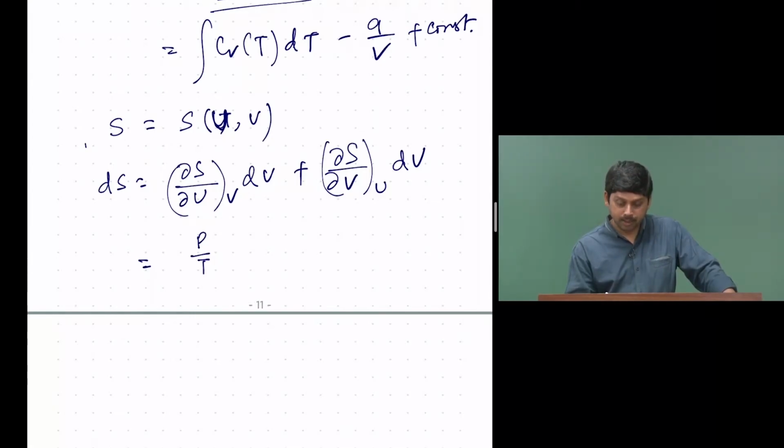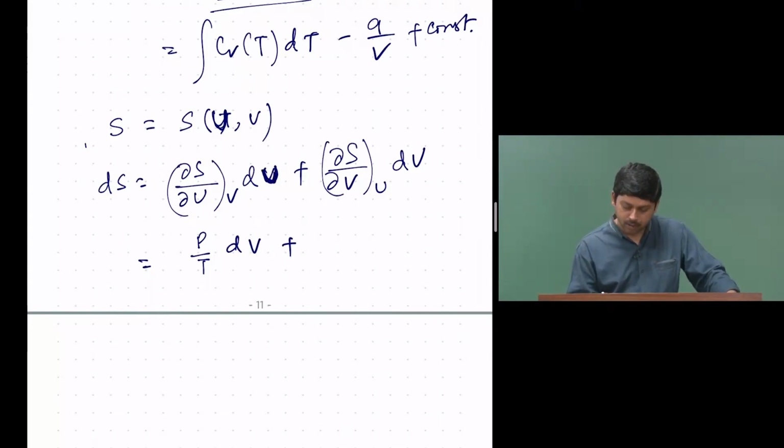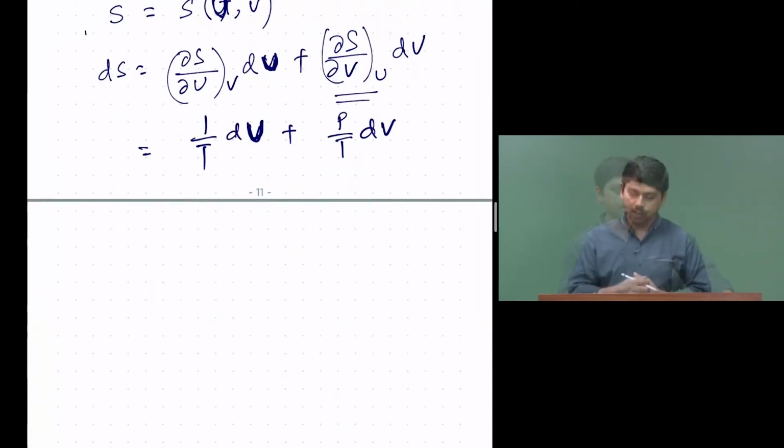How do you show that? You have to figure it out. And del S by del v t is, no, sorry. So, this is u, I was confused. So, this is u. So, this is nothing but 1 by t, and this is p by t dv. So, you can figure out whether it is plus p by t or not.